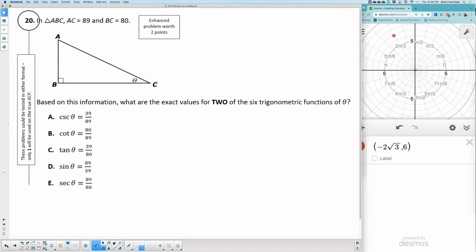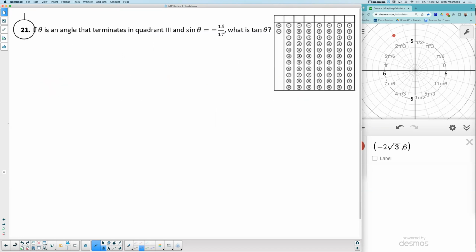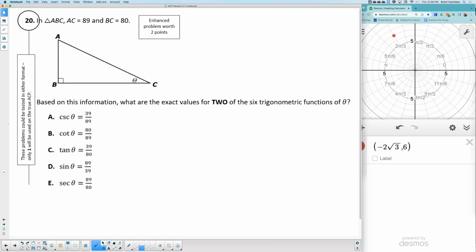I guess I don't have one exactly like it. They could ask it something like 21. I'll get to 21 in a second. But let's do 20. It says here in triangle ABC, AC is 89. So AC is 89. What would you call that? X, Y, or H? H. And it says BC is 80. What would you call that?